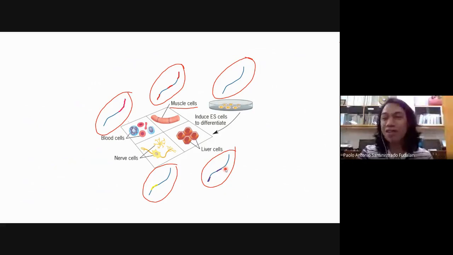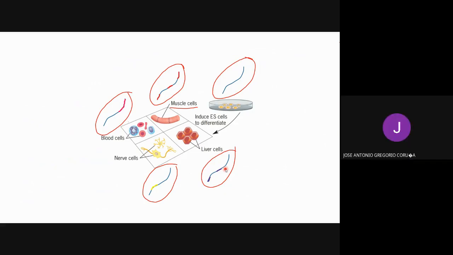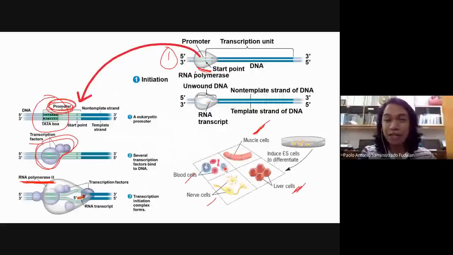Did you get it? It's like providing you with the same book, but I'm assigning one of you to read chapter 1, another person to read chapter 2, another person to read chapter 3. So the different types of cells are reading different chapters of the DNA. That's why they are different. Yes, sir. Okay. And that begins with transcription, these transcription factors. In the muscle cells, the transcription factor is different. In the blood cells, the transcription factor is also different, and so are in the other cells.